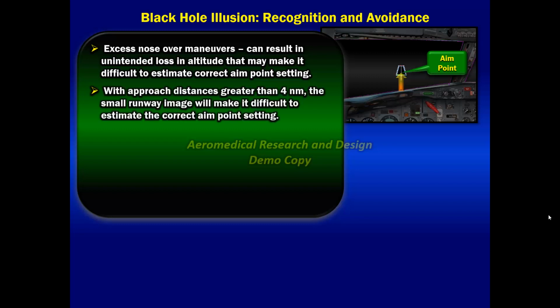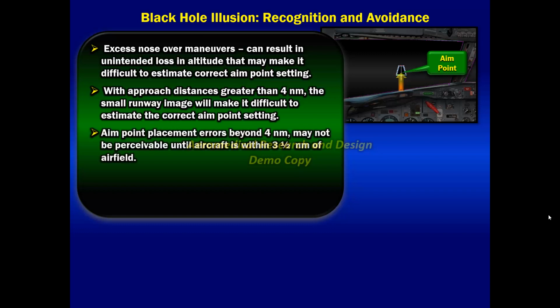Also, with approach distances greater than 4 nautical miles, the runway image will appear relatively small, which will subsequently make it more difficult to estimate the correct runway aim point setting. Since the visual difference between setting the runway threshold image on the correct or incorrect windscreen position is often only a fraction of an inch, aim point placement errors that occur beyond 4 nautical miles may not be perceivable until the aircraft is within 3.5 nautical miles of the airfield.